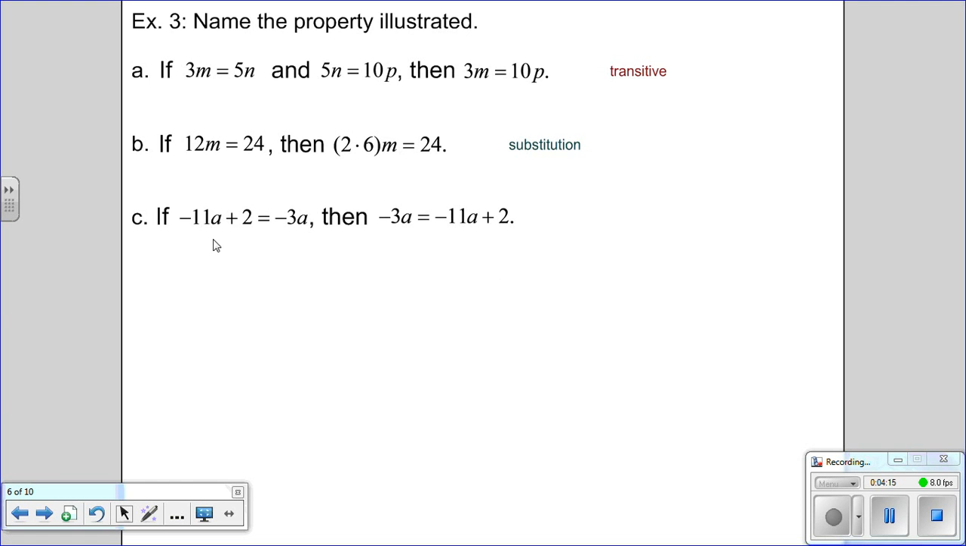Letter C, if negative 11a plus 2 equals negative 3a, then negative 3a equals negative 11a plus 2. Okay, so all we did here was switch the left and the right side of the equation. It's the same exact equation, just written in a different way. That's the symmetric property of equality.